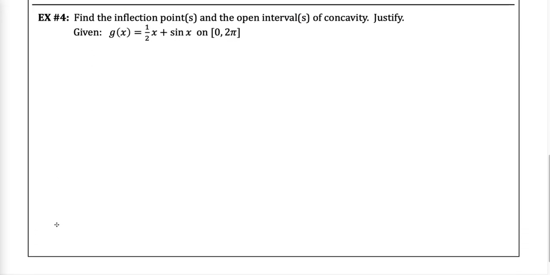Okay. Try number 4. Just do concavity and if there's inflection points.